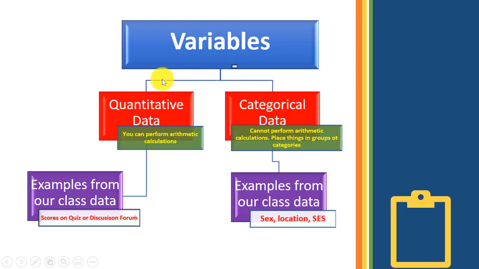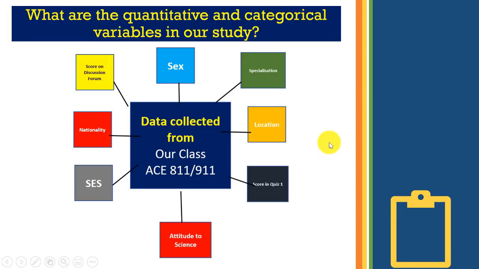Again, we have quantitative variables, which you can perform arithmetic operations on, and categorical variables, which are in groups or categories. So let's look at this. What are the quantitative and categorical variables in our study? I've just extracted some of them here, from data collected from our class. Now, let us turn all the quantitative variables red. So what color will this be? Score on discussion forum. Yes, somebody in class, you're correct.